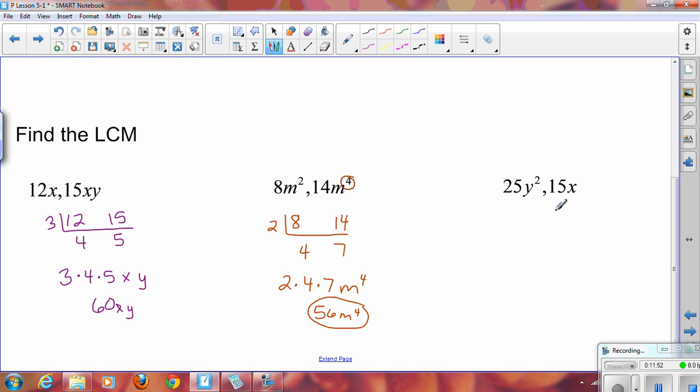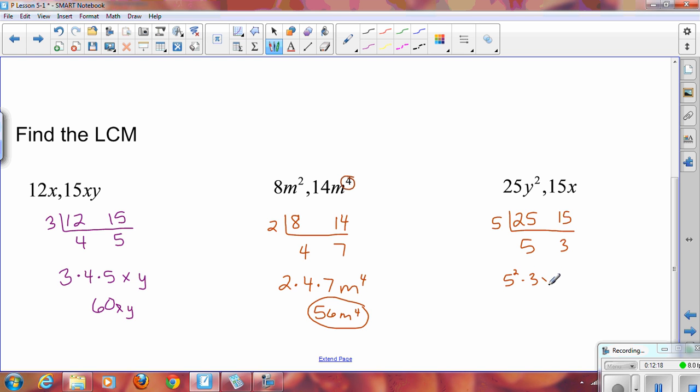Our last example on this page is 25y squared and 15x. So we're going to do 25 and 15. They're not even. This one's divisible by 3, but this one's not. But they are both divisible by 5. That leaves me a 5 and a 3. 5 and 3 do not have any common factors. So it's 5 times 5, or 5 squared, times 3.